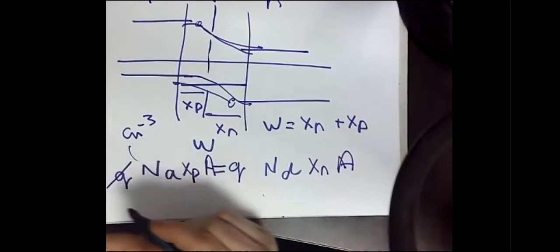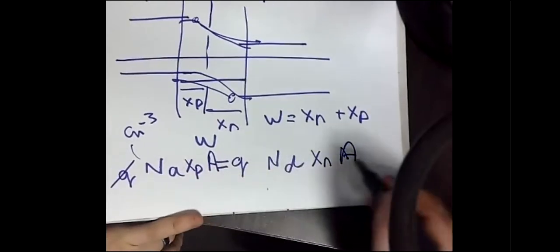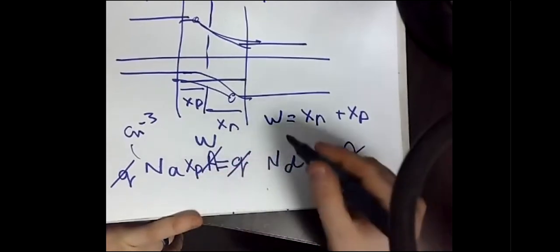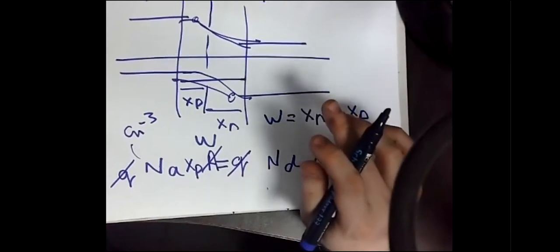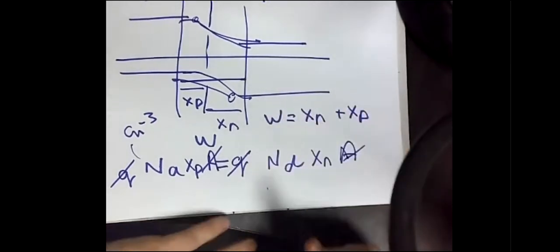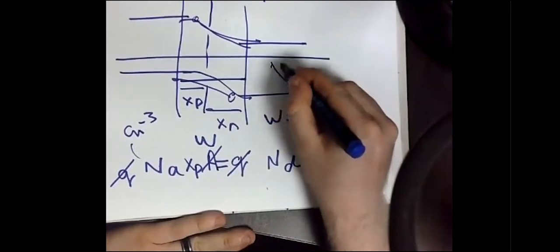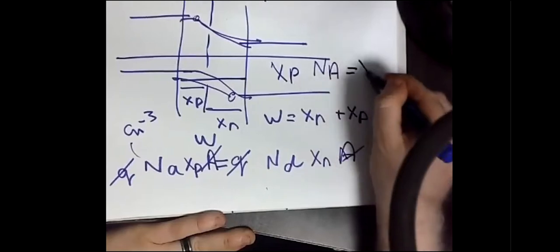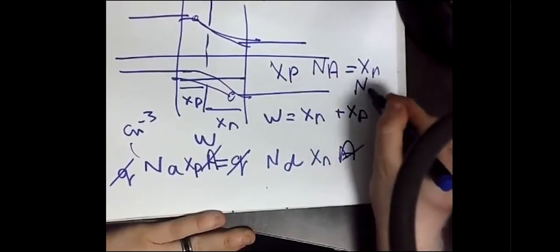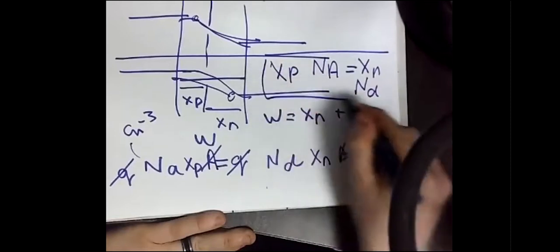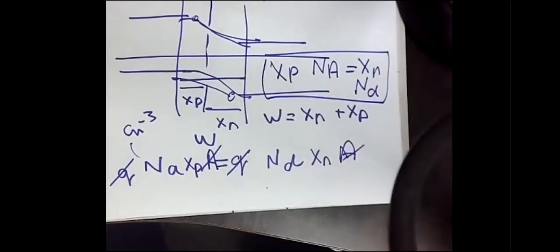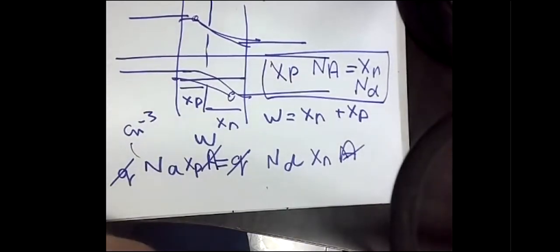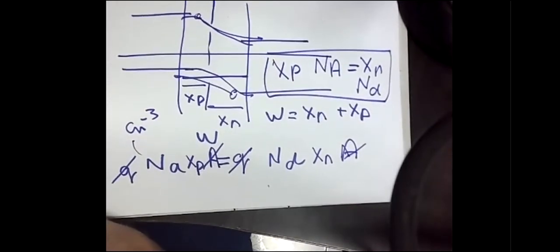Of course, Q will be cancelled with Q. A will be cancelled with A, and then you have the very important equation saying that Na times Xp equals Nd times Xn. This is a very, very important equation. Why is this a very important equation? Let me return back to the PowerPoint slides.